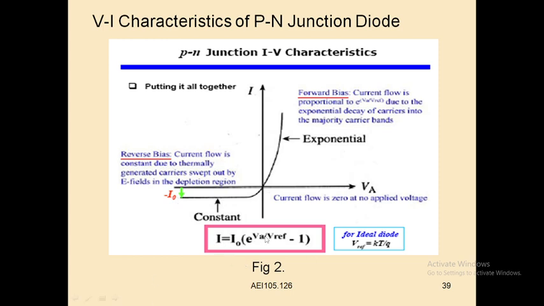This is the diode current equation. I equals I naught into e power V by eta VT minus 1. Here, I naught is the reverse saturation current, VT is the thermal voltage, and eta is the ideality factor.